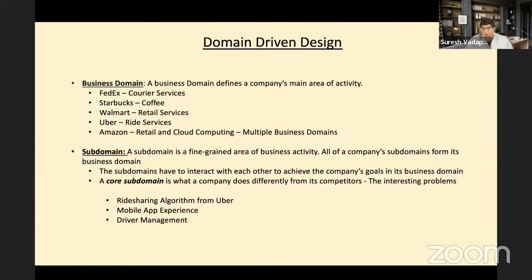And Uber is ride services. When we talk about domain-driven design, we often talk about business domains, subdomains, and domains. These are the definitions that we need to make sure we are aligned on. A business domain is much higher level. It defines the company's main area of activity, and a subdomain is a fine-grained area of business activity. All of the company's subdomains align with the business domain.